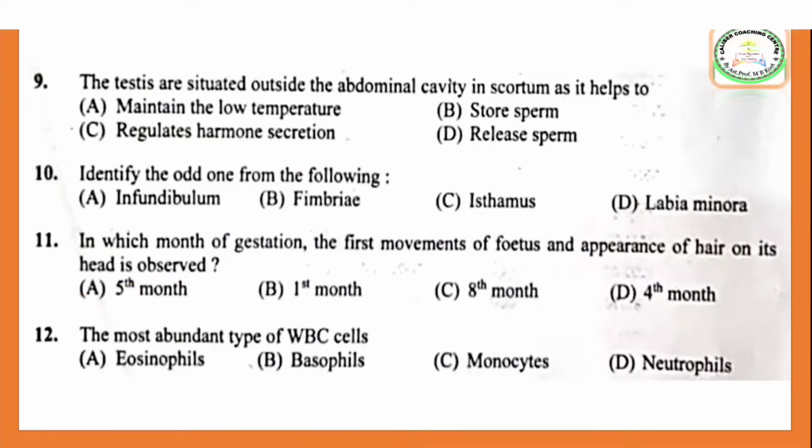Talking about question number 12. The most abundant type of WBC cells, white blood cells: eosinophils, basophils, monocytes, neutrophils. And the answer for this question is option D, neutrophils.